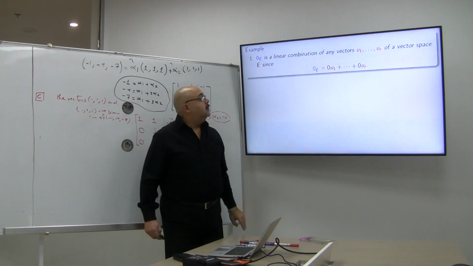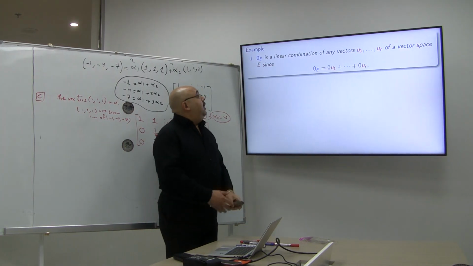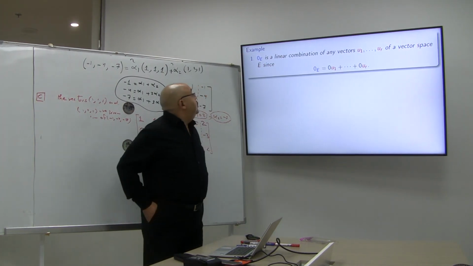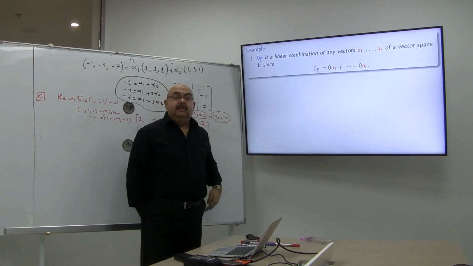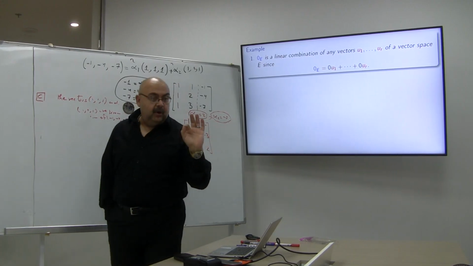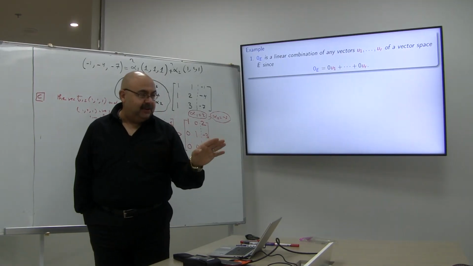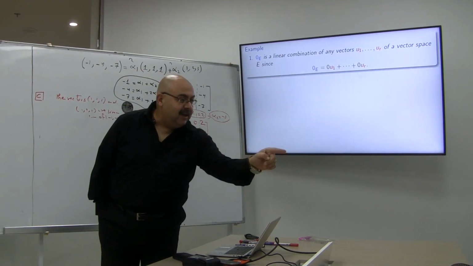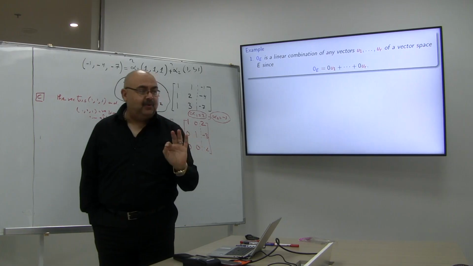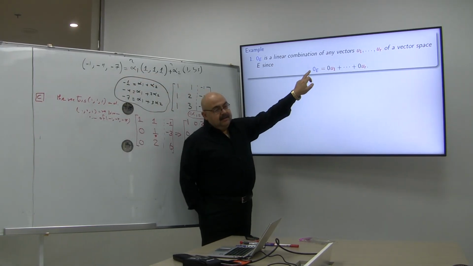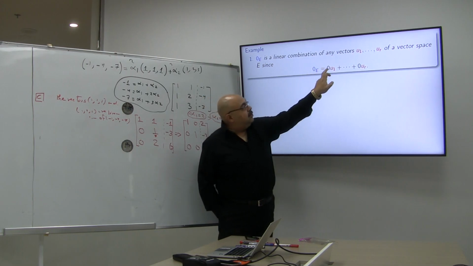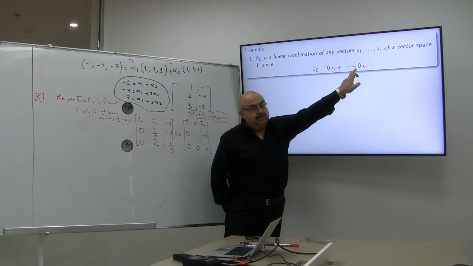Okay, be careful with this example. It says 0 is a linear combination of any vectors. Of course, the null vector is a linear combination of any set of vectors, of any number of vectors, because in this case the sequence of coefficients is equal to 0. So the null vector is very, very simple. Just put the coefficients equal to zeros, and you will have 0 times u1, 0 times u2, 0 times ur.